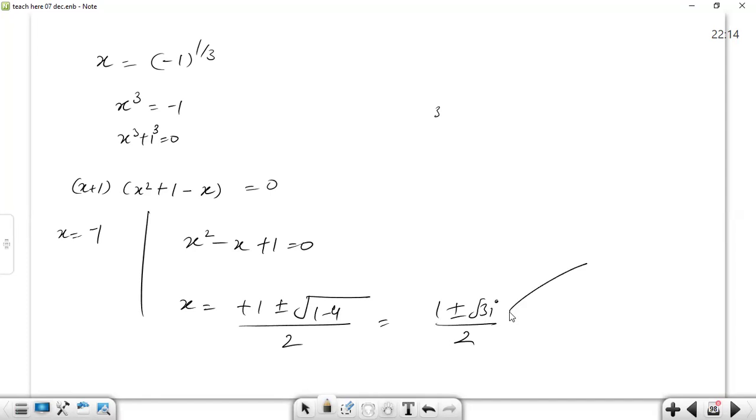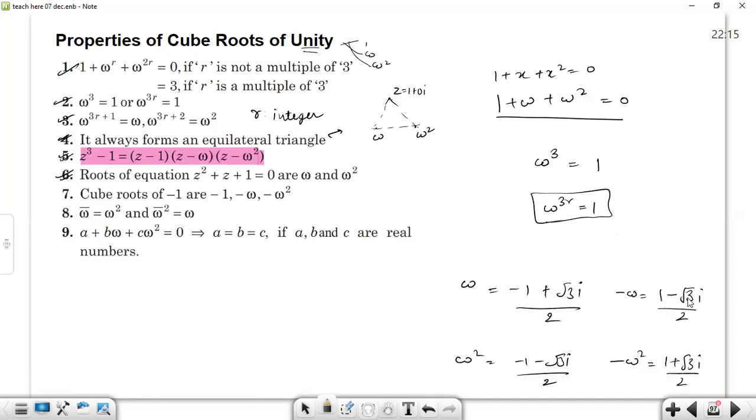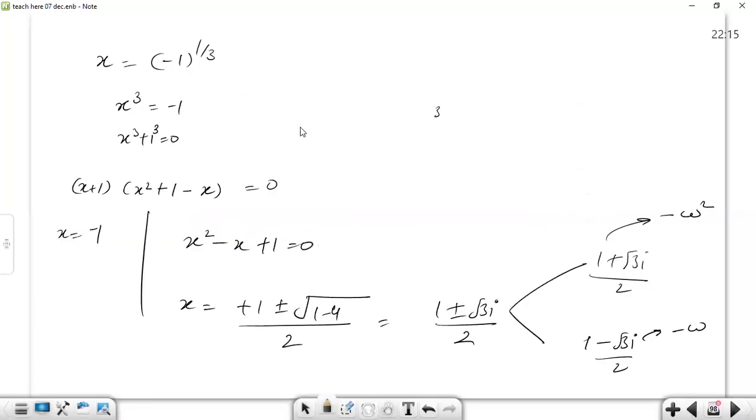Now basically what is this? This is 1 plus root 3 iota divided by 2 and, sorry, 1 minus root 3 iota divided by 2. This is basically what? Minus of omega square. This is minus of omega. Let's go back and observe. Yes, this was minus of omega, and this is minus of omega square. So what are the three cube roots of minus 1? One is minus 1, another is minus omega, another is minus omega square. Any doubts, anyone?